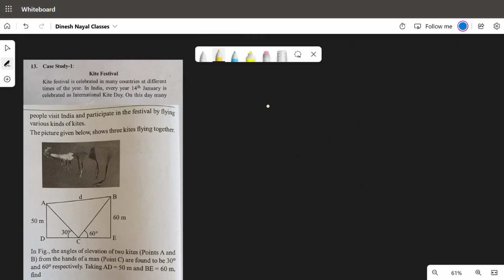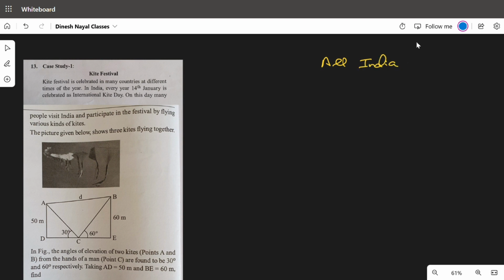So students, here's the next question. This was from All India, year 2022, for the term 2. This was from section C, and this is a 4 marker question.